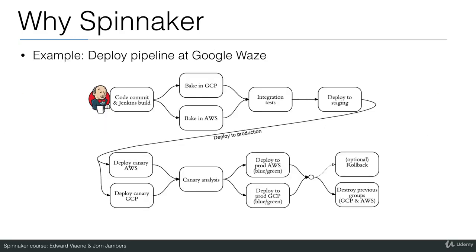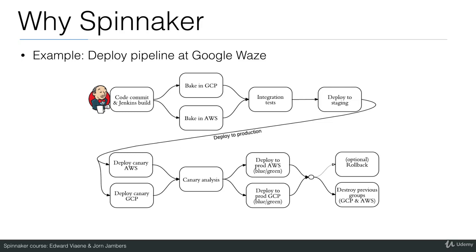Here you can see an example from a deployment pipeline at Google Waze. So you see the code commit and a Jenkins build. After that, Spinnaker takes over and it bakes an AMI in AWS and a Google Cloud image in Google Cloud. Then it runs some integration tests on that machine. Then it deploys it to staging. Then it goes to production, to the canary to see how it responds in AWS as well as in Google Cloud. Then there's a canary analysis.